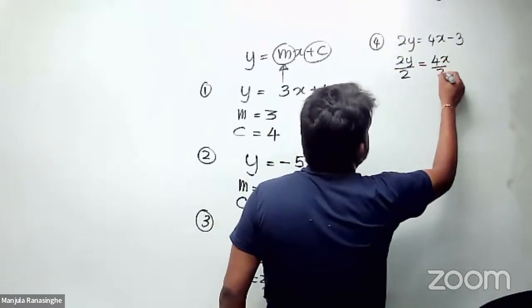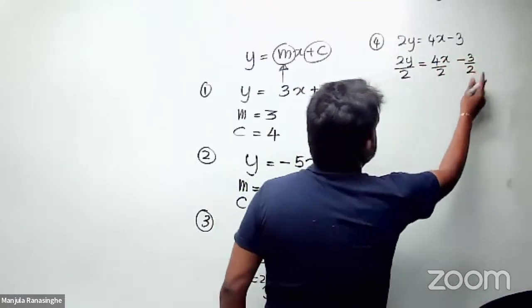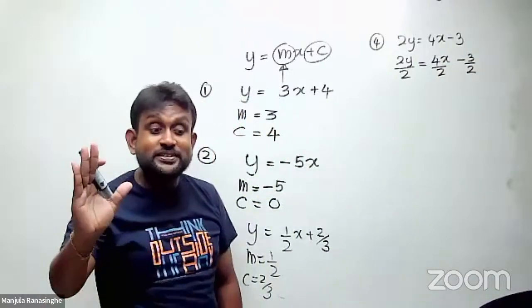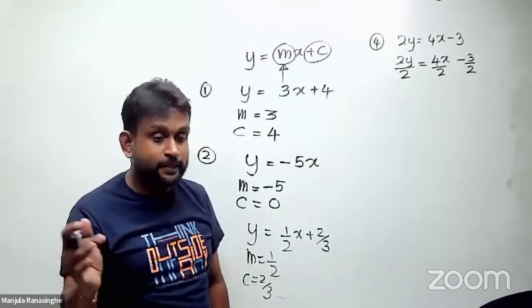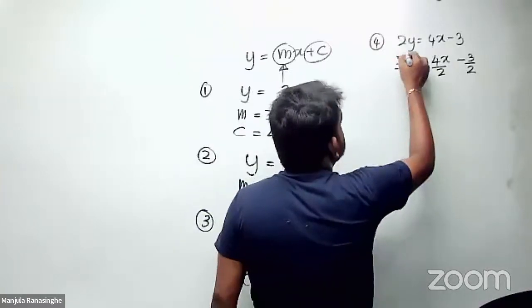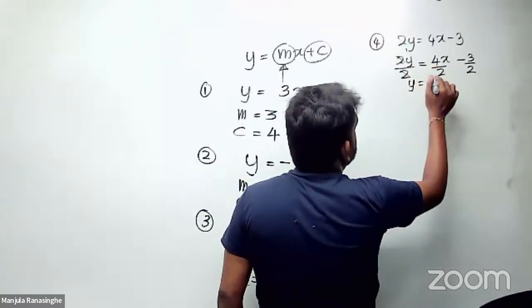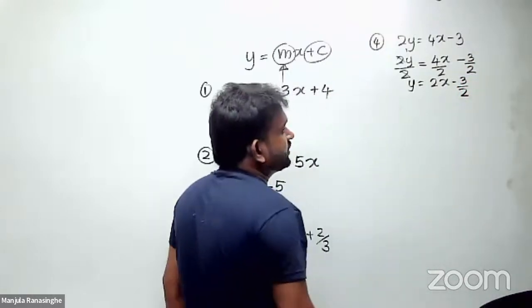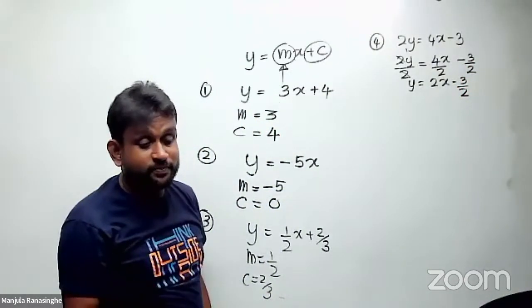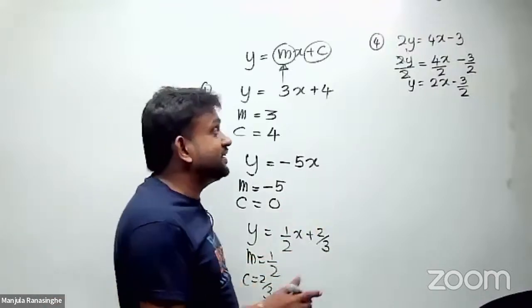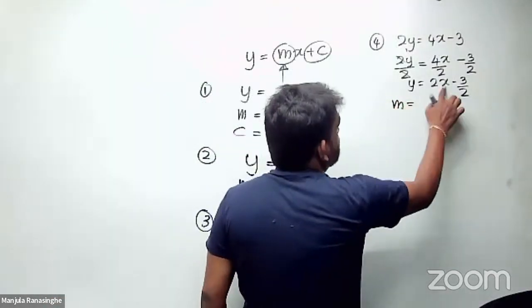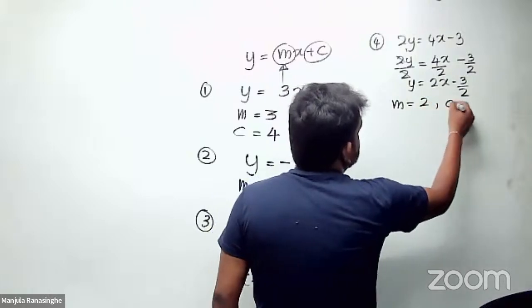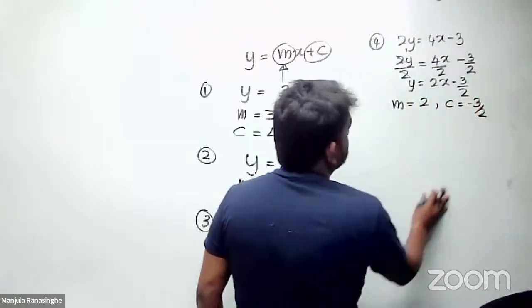Here 4x divided by 2, negative 3 divided by 2, so that y is the subject. Now the 2 is cancelled. Now it becomes y equals 4 upon 2, 2x. But here negative 3 is not exactly divisible, so just leave it as a fraction, negative 3 upon 2. And now you can give the gradient and intercept: m equals the x coefficient 2, and c equals negative 3 upon 2.